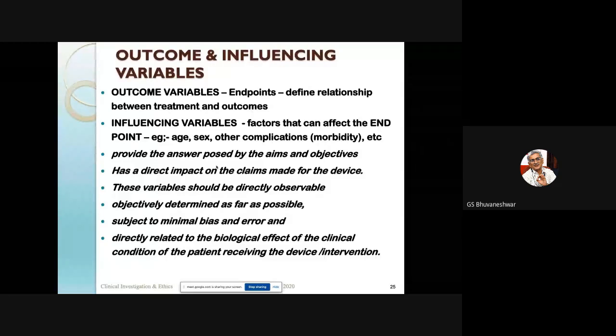Basically, the variables, the endpoints should provide answers posed by the aims and objectives, and should have a direct impact on the claims made for the device. These variables should be directly observable, ideally measurable, objectively determined as far as possible, and subject to minimal bias and error. So directly related to the biological effect of the clinical condition of the patient receiving the device. And eventually, for many of the implants and so on, you want to look at the quality of life. Is the quality of life improved because of the use of your device or your treatment?